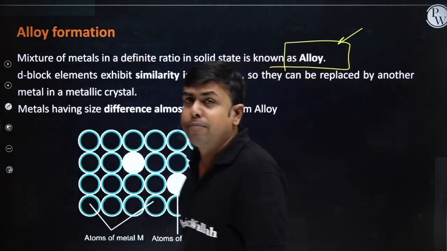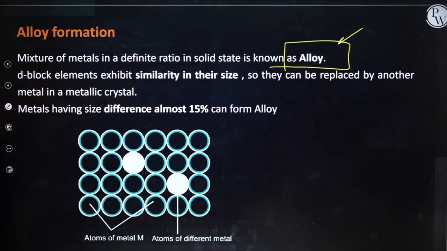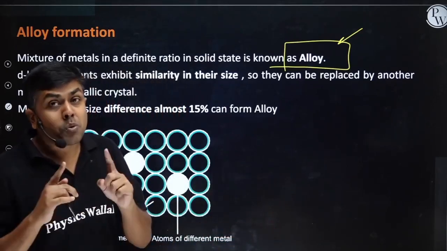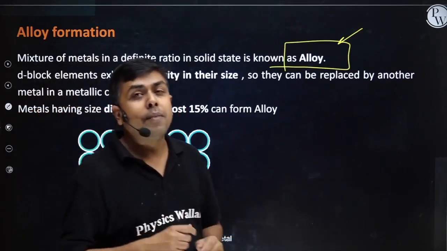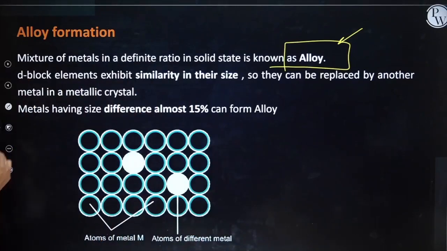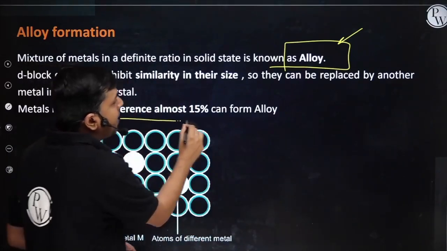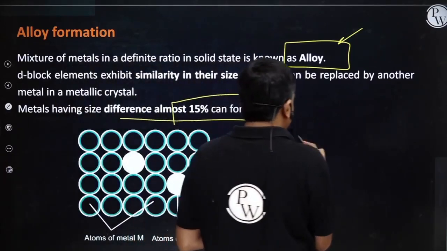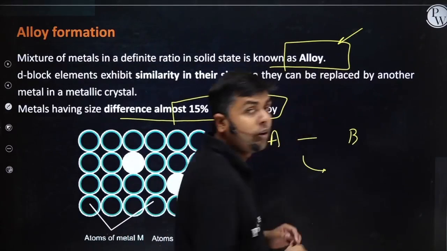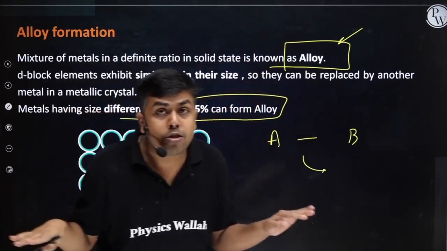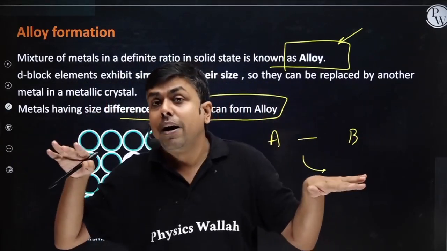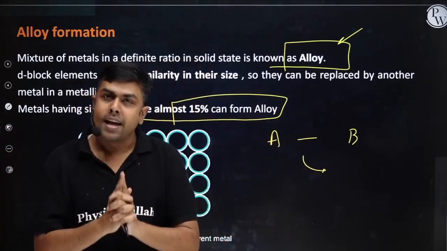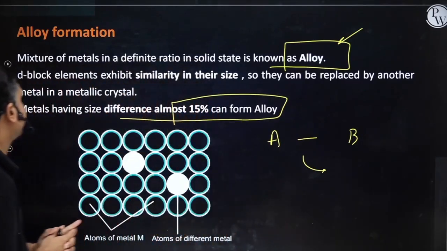Okay. D block elements exhibit similarity in their size. Yeah, the sizes are almost comparable. And students, only those elements will form an alloy where the atomic size does not differ by more than 15%. So if two elements A and B are forming an alloy, the size of A and size of B should not differ by more than 15%. It should be in the range of 15% only. Am I clear, students? Okay.